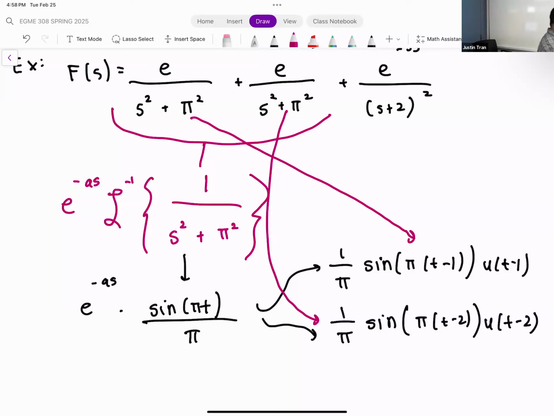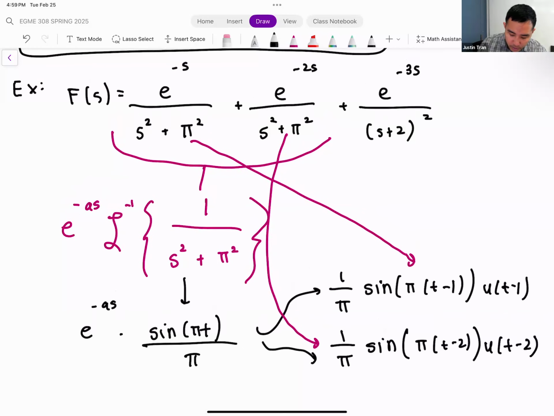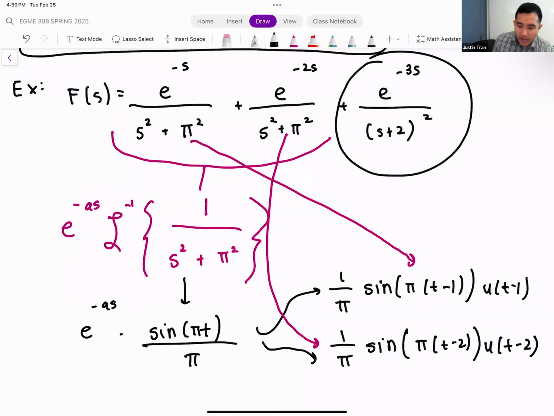All right. Any questions on how we got those two results there? Okay. All right, so now that that one's out of the way, let's go ahead and take care of this last term right here. This last term actually has both an S shift and a T shift to it.